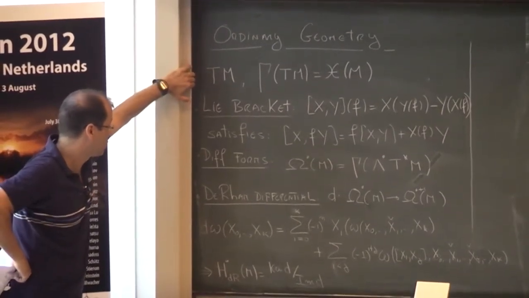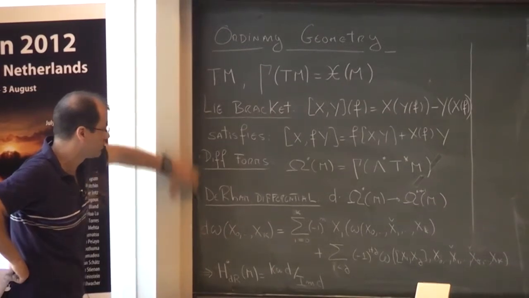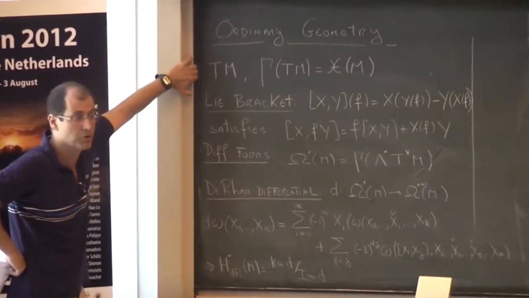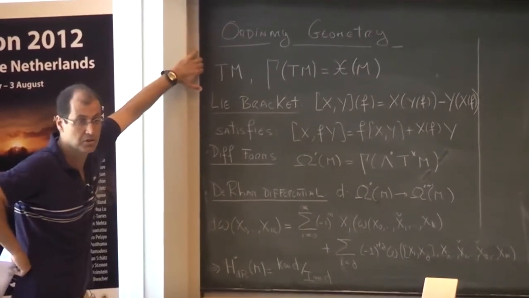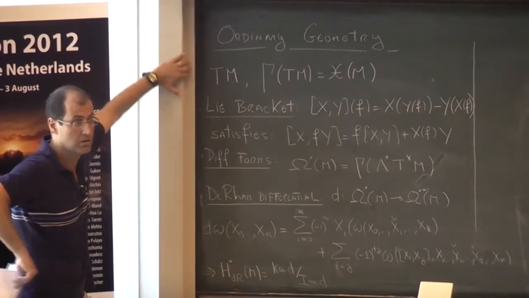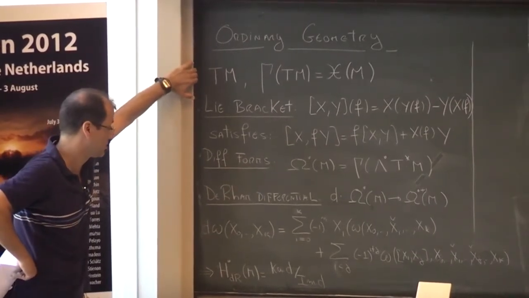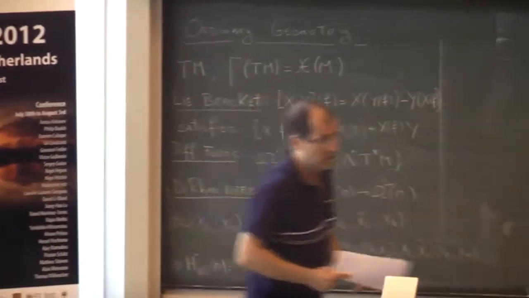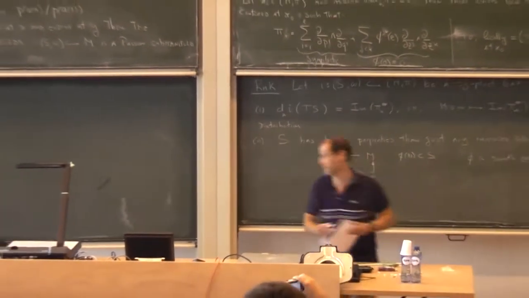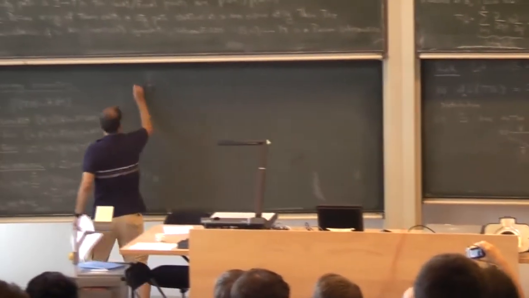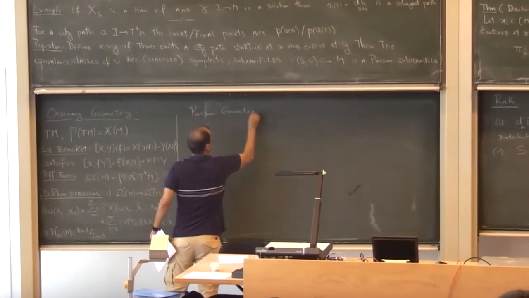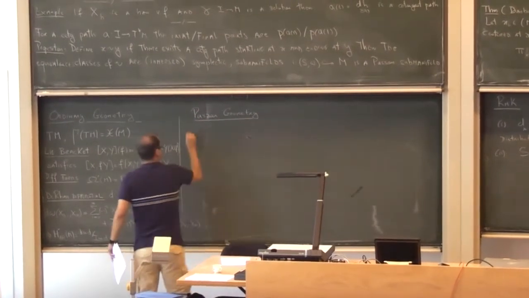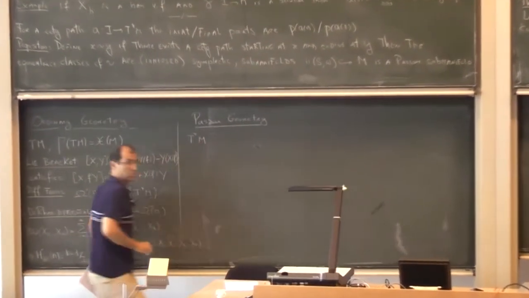And differential forms are useful because you have the de Rham differential, and I wrote down the usual formula for the de Rham differential, and that gives you, for example, the de Rham cohomology, which gives you information about the global behavior of your manifold. So you can mimic this for Poisson manifolds. So for Poisson geometry, now you're going to have the cotangent bundle instead of the tangent bundle.